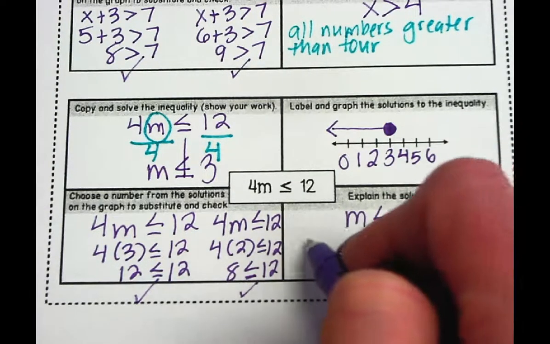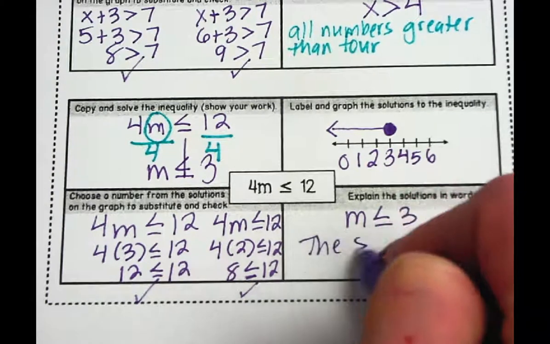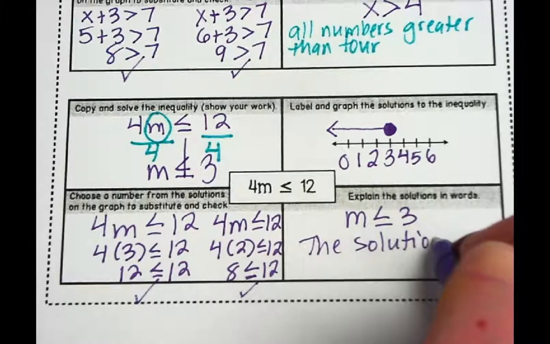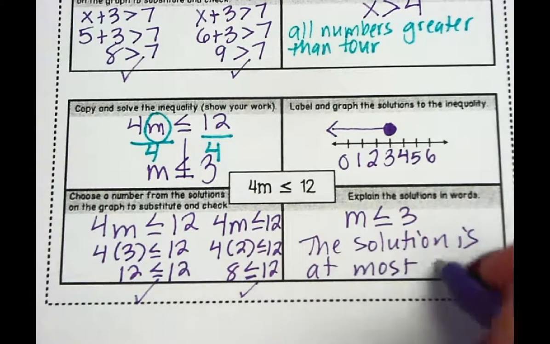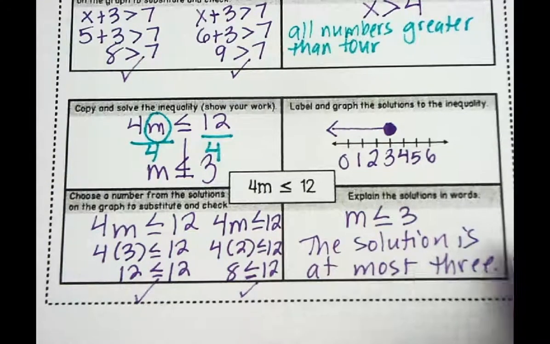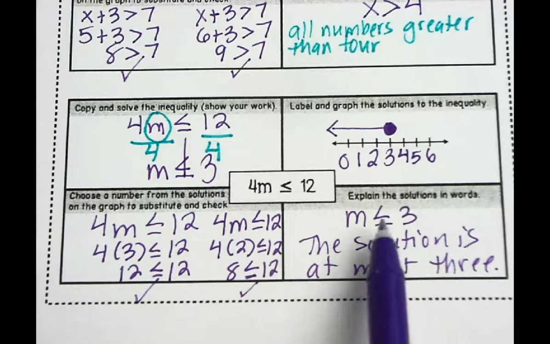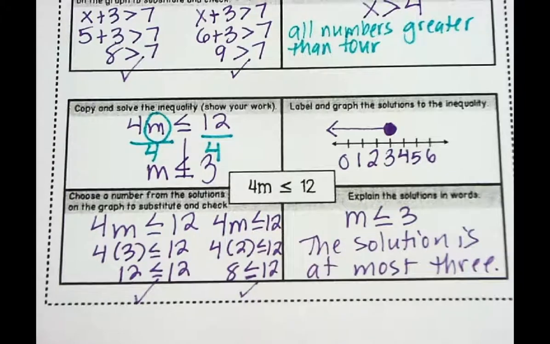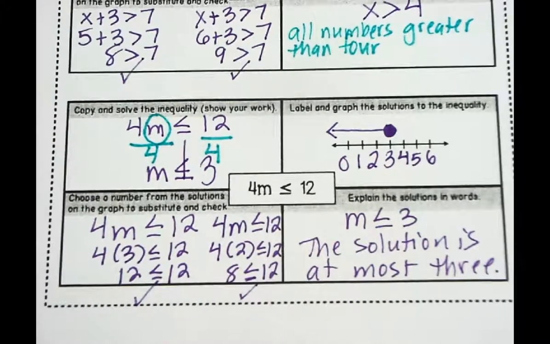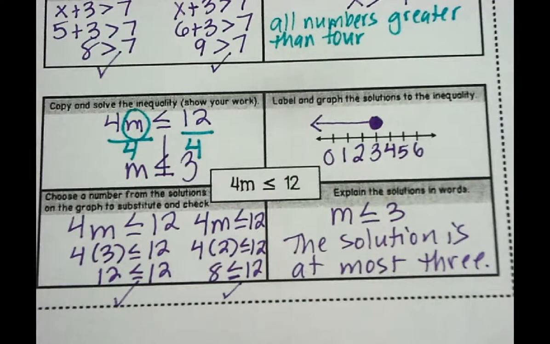We'll say the solution is at most 3. It's less than or equal to, so that means that it's at most 3. So it's no bigger than 3. It could be 3, but at most it's 3. So we're going to vary our vocabulary a little bit so that we're looking at different ways we could say less than or equal to. And we'll be looking more at those words in the next lesson.